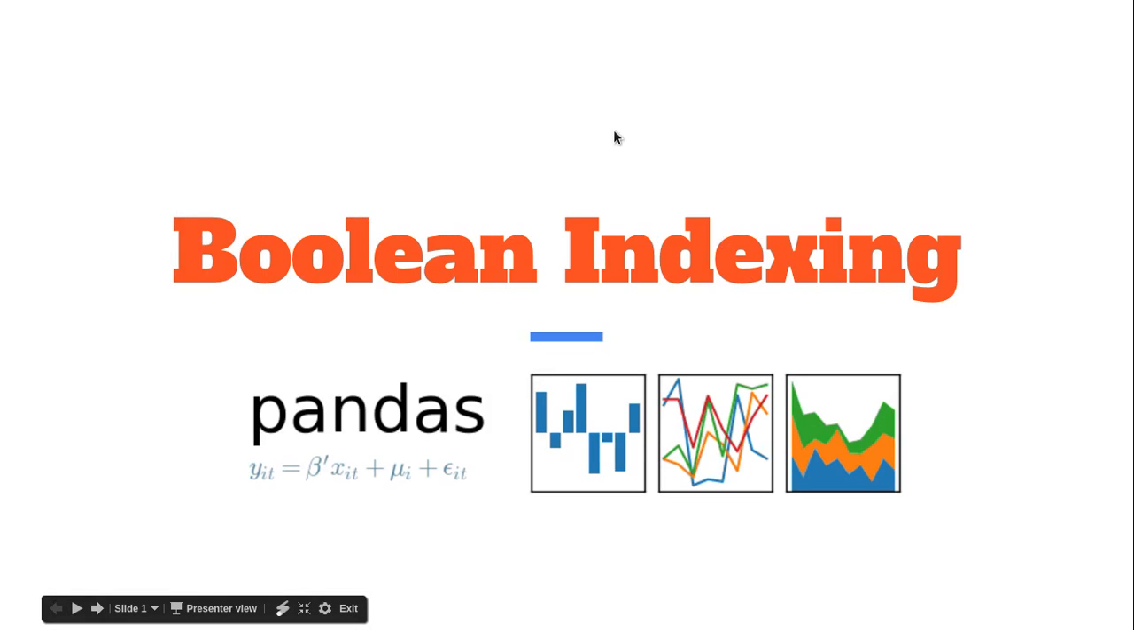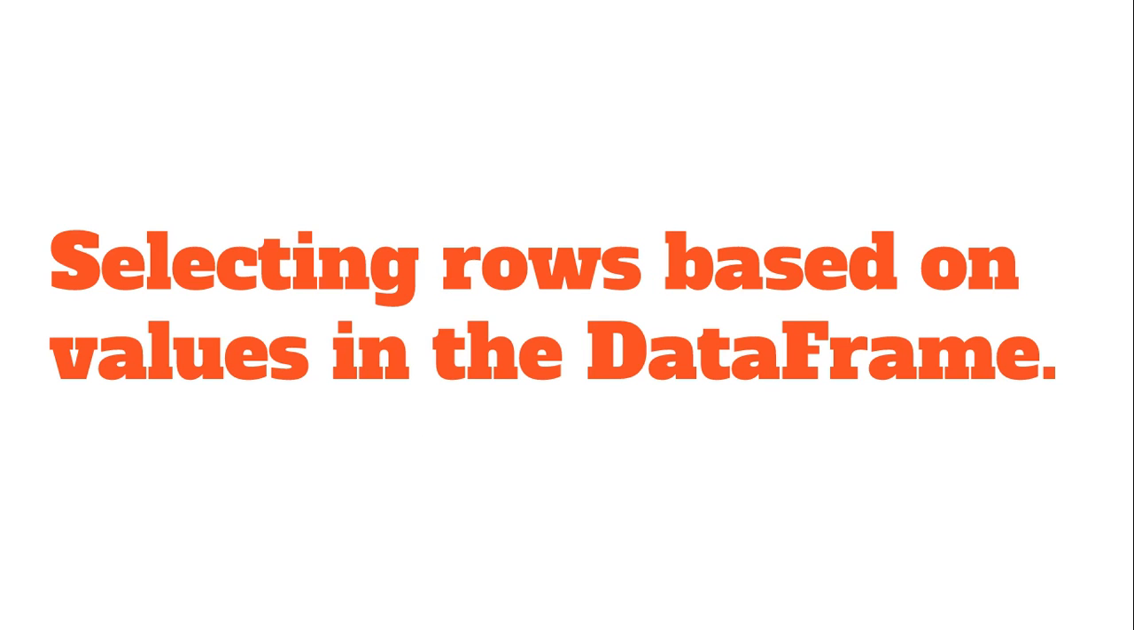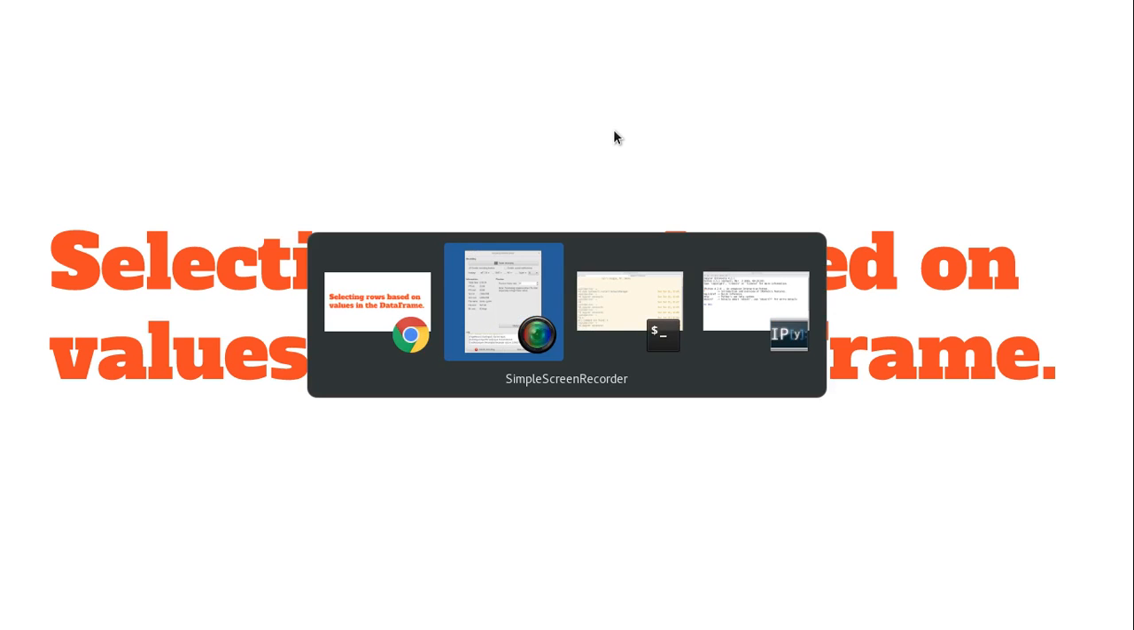Hi and welcome back. This time we're going to talk about something called Boolean indexing. Boolean indexing is the way to select some rows based on the values inside the data frame. We already saw how to use slicing to select rows from an index, but this time we're going to select the rows based on some values inside the data frame. This is best explained with an example, so let's jump in.